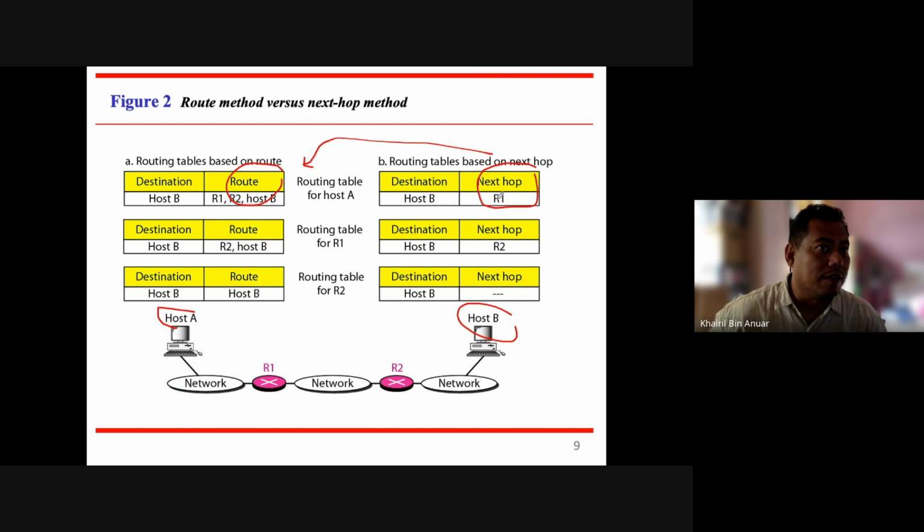Compared to this next hop method, it's just telling you, if you want to go to host B, you ask R1. So the next hop is R1. That's a simpler way to give direction. Then the packet will need to ask R1, and R1 will say that the next hop will be R2 and so forth. So this gives you a simpler version of your routing protocol, but it doesn't give you the whole idea of the hops that you need to reach.